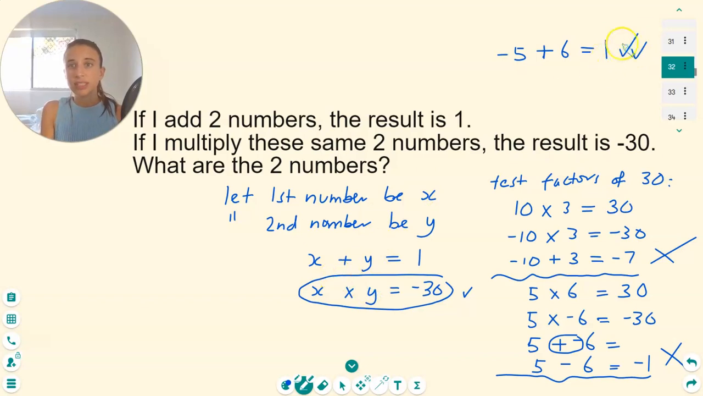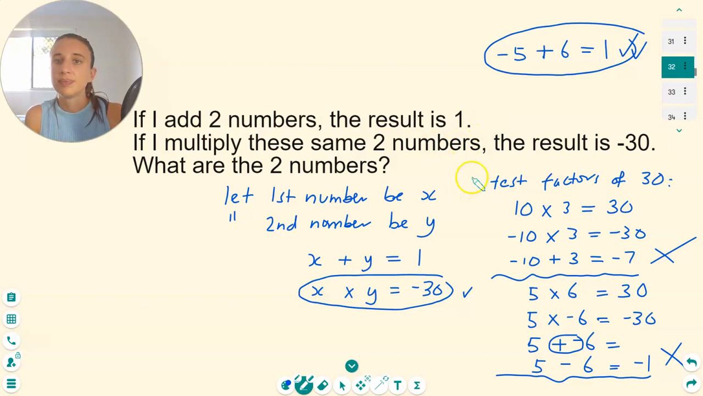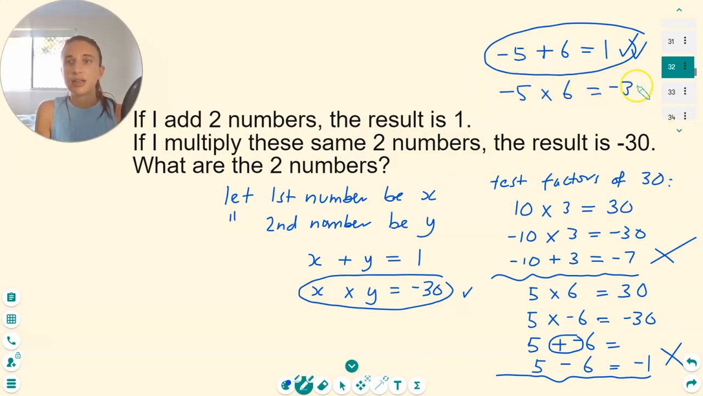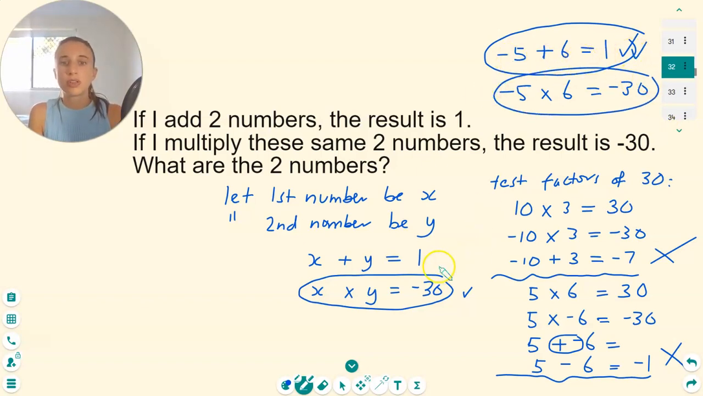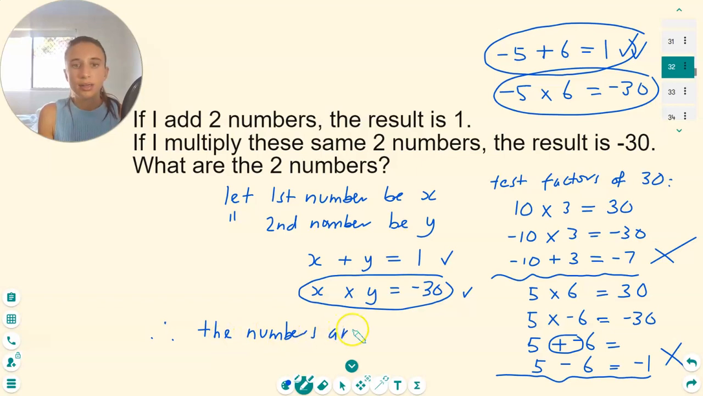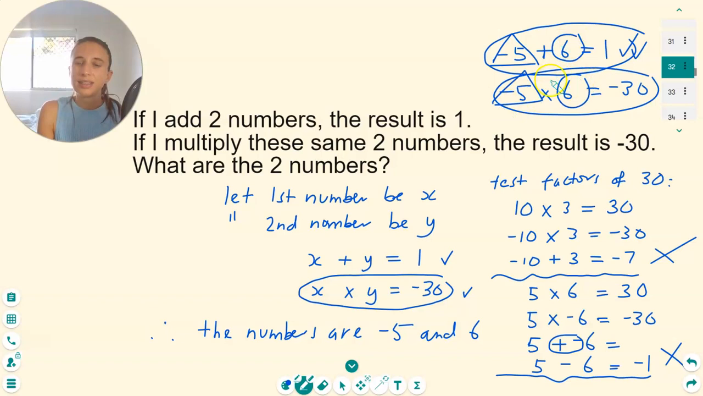And so we've found two numbers that multiply to give negative 30, and they add to give positive 1. So therefore, the numbers are negative 5 and 6. Remember to list the correct numbers. Okay, and that is the end of that one.